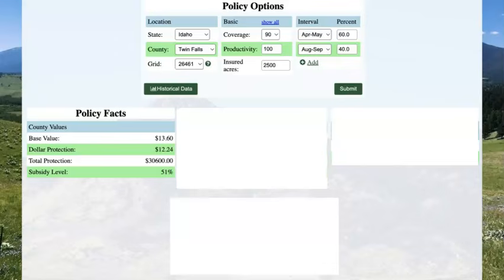The first box that appears after submitting your information details the same information we were introduced to from the USDA tool: base value, dollar protection, and total protection. The values are slightly different to those from the USDA tool, however, as we are now using Twin Falls County instead of Owyhee. This is a good example of how those values differ depending on what area in the state you are located in. It is also important to note that the information directly following this is only from the previous year, without the option to see data from farther back.